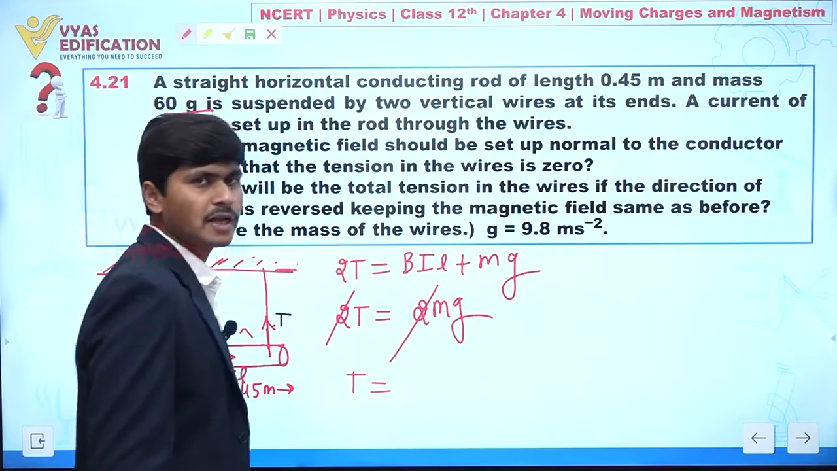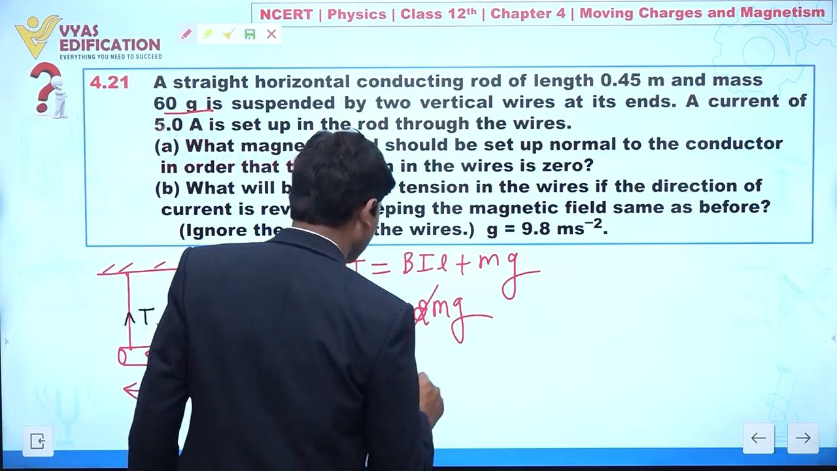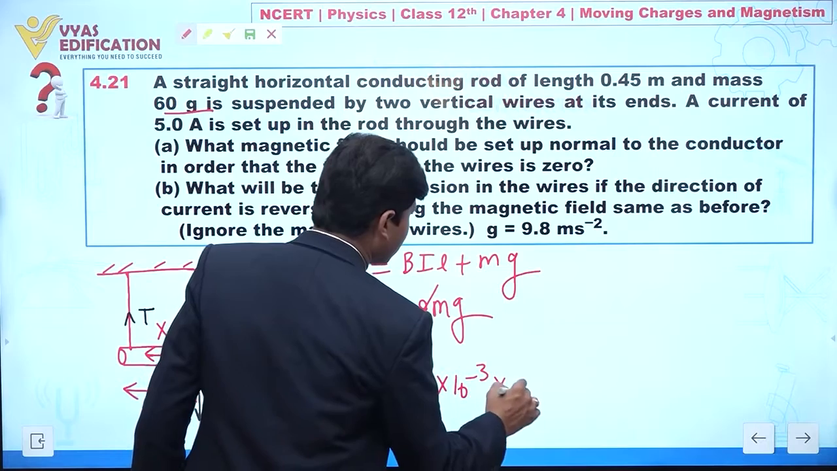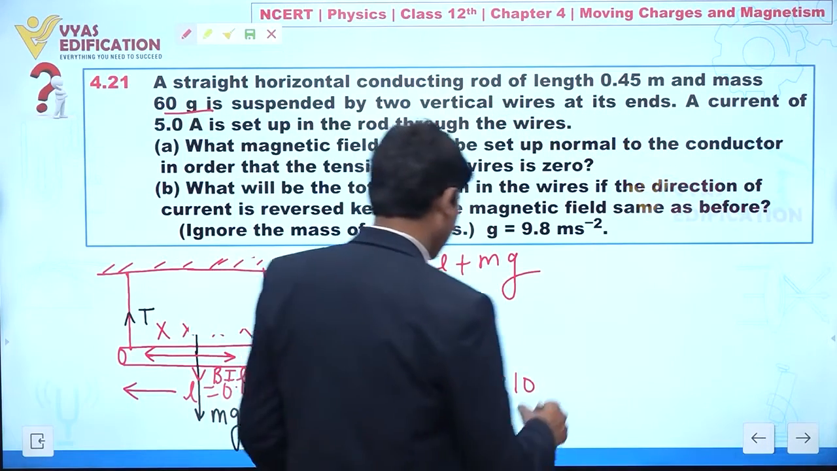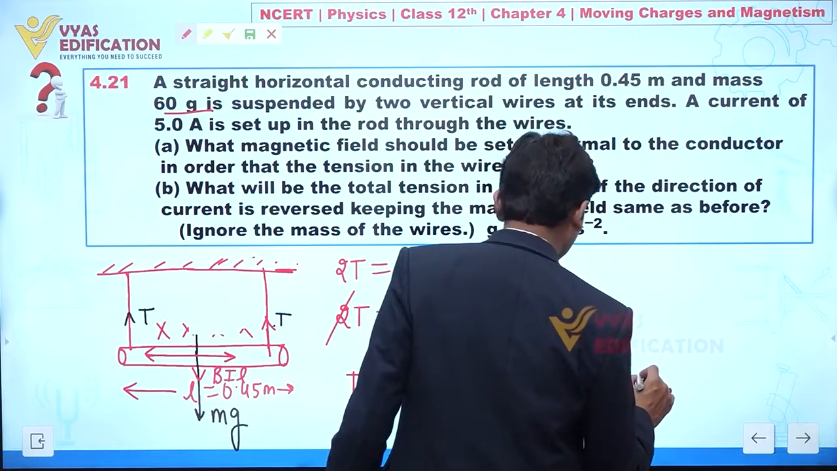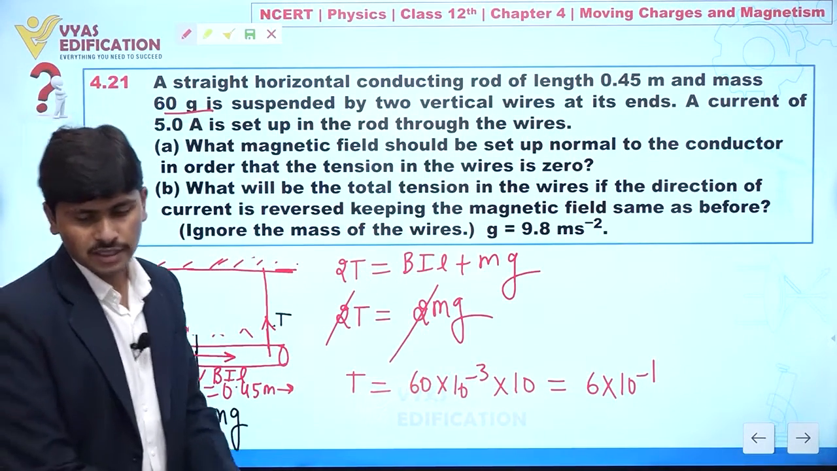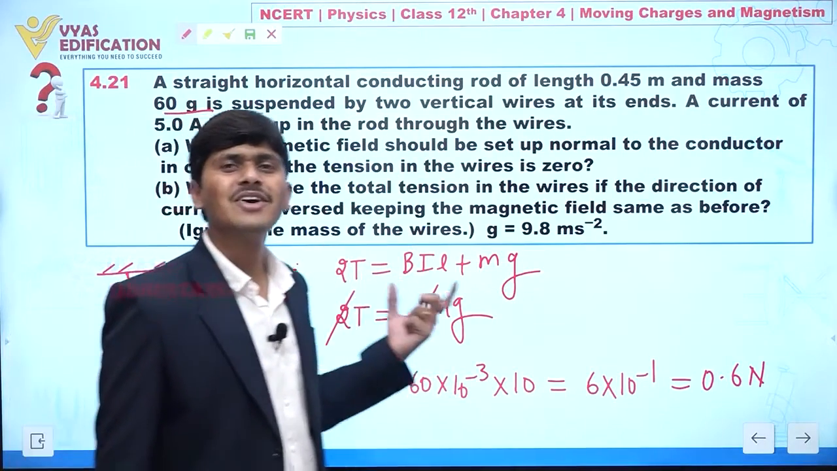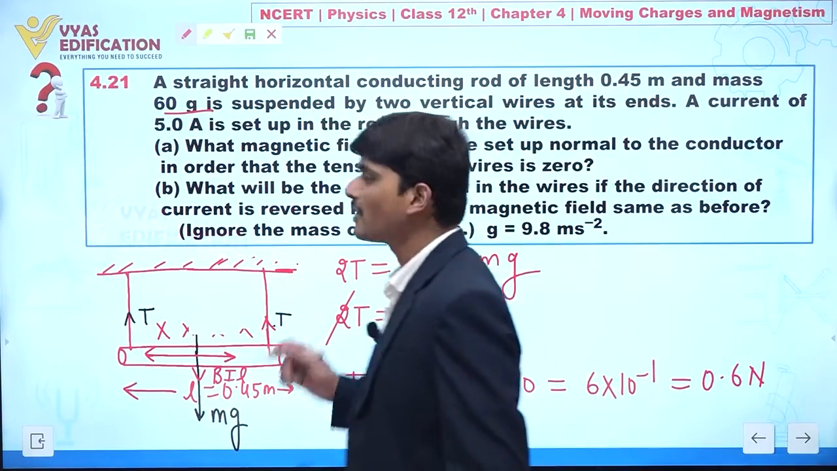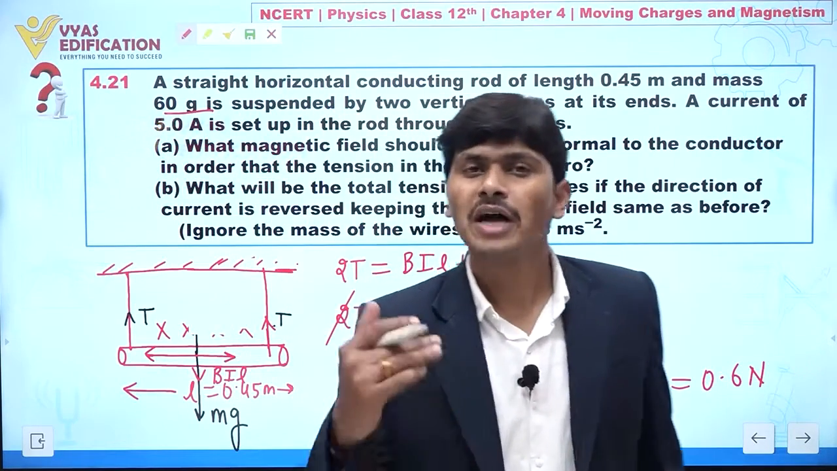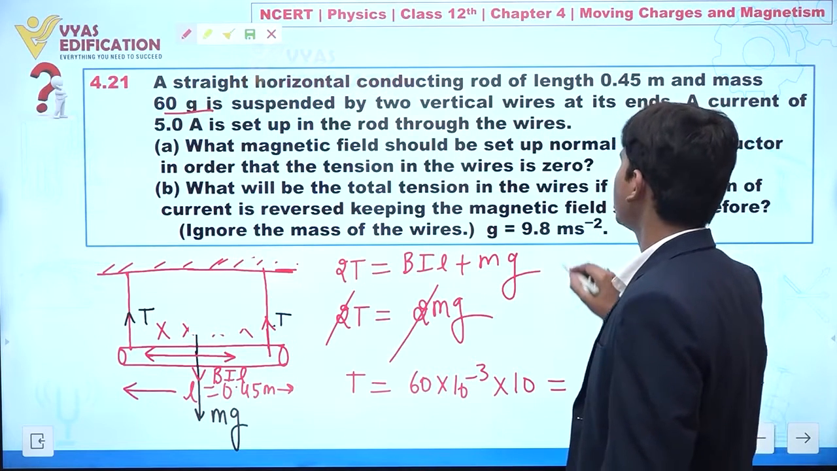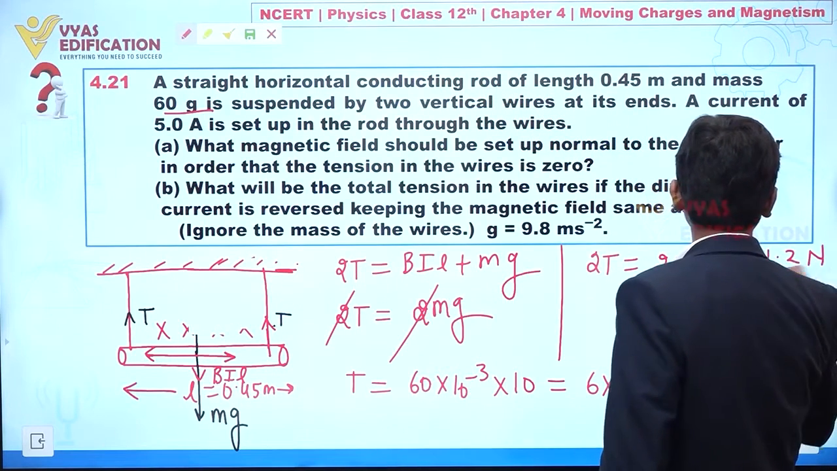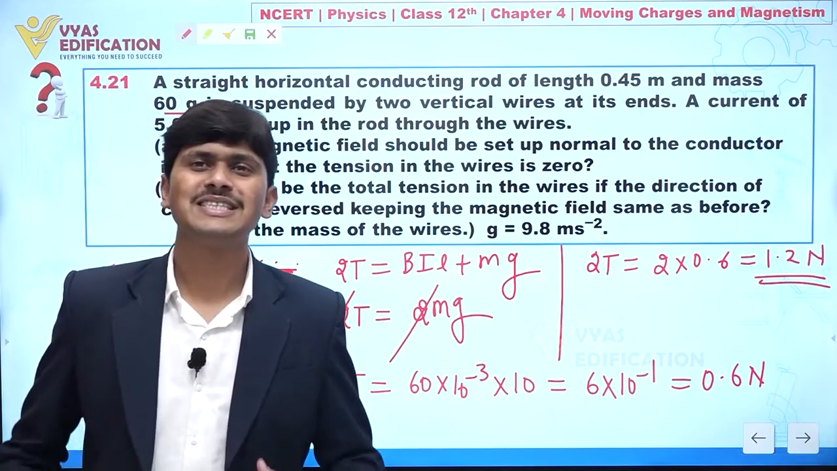So the value of tension T is given by m g. The mass is given as 60 gram, so 60 into 10 to the power minus 3, and the value of g I am taking as 10. So we get 6 into 10 to the power minus 1. The value of tension we are getting is 0.6 Newton. This is the value of tension T, or the tension in a single wire. But our objective in this question is to calculate the total tension in the wire. Total tension means 2T, so I have to multiply it by 2. Approximately we will get 1.2 Newton. So this is all about this question.